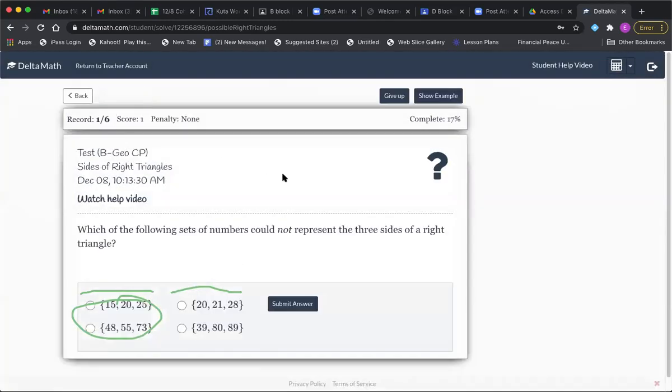Let's try the next one. This one wants to know which one could not be the 3 sides. So be careful. And look what I noticed right here. That is a 3, 4, 5 all times by 5. So I already know that that's a right triangle. So if you start to notice them, that'll save you time. I don't even have to test that one because I know that one is a right triangle.